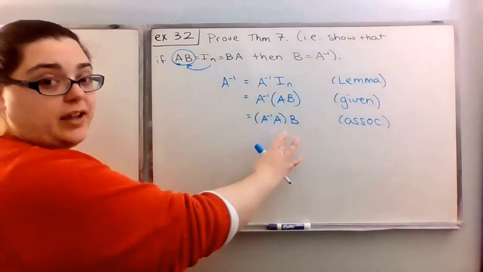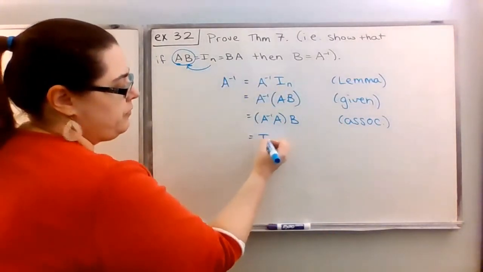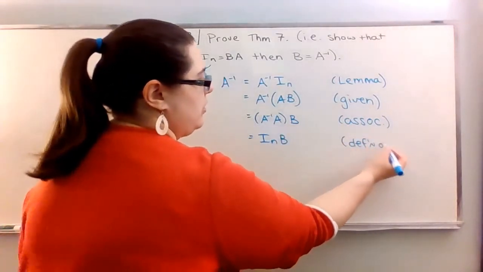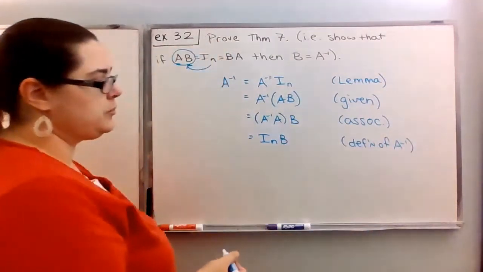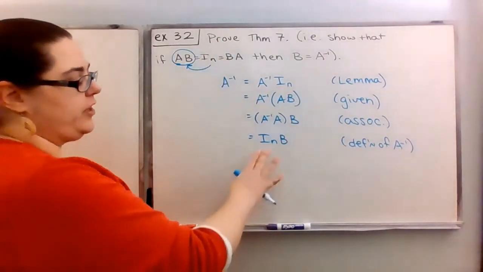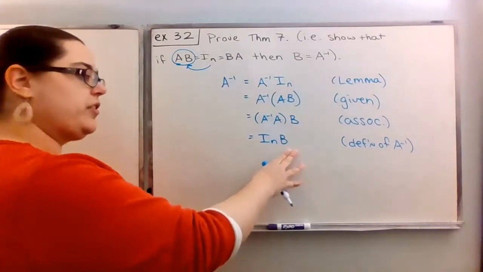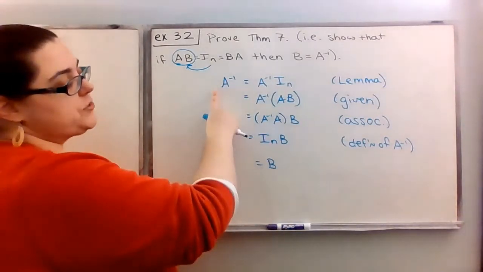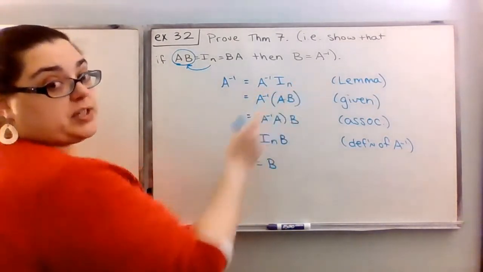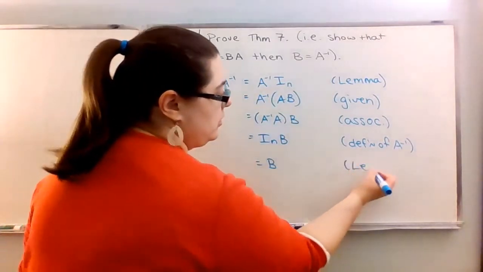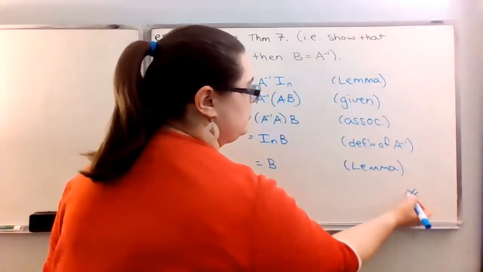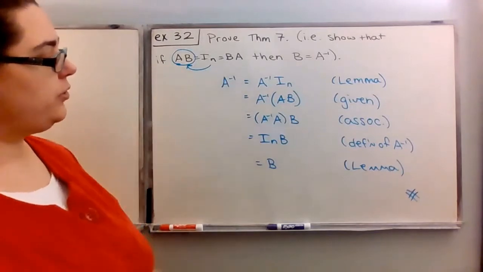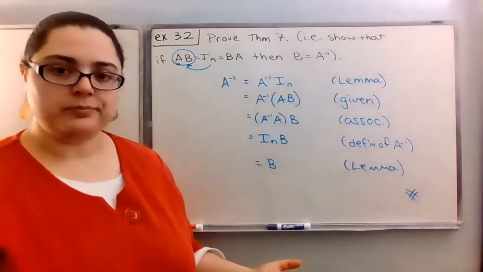Now, A inverse times A is the same as the identity, and that's by definition of A inverse. And to finish, we now have an identity times B, but we know that this is going to be the same as just B, for the same reason that we knew that A inverse was the same as A inverse times the identity. It's because of that lemma we proved earlier. So there we have it. If this condition is met, then we can prove that B and A inverse are going to be the same.